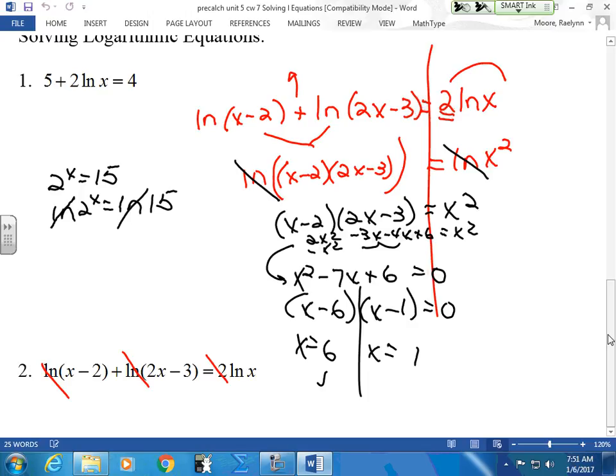I can check it in my calculator because you can put the whole thing in your calculator, or plug it into your L1, L2. Check it that way. Wait, one thing, guys. Let me check the 1. 1 minus 2, negative 1. Can I take the log of a negative number? No. So I have to say reject.